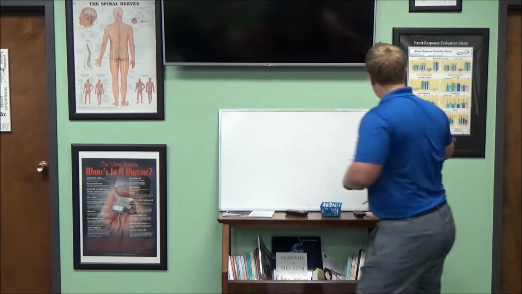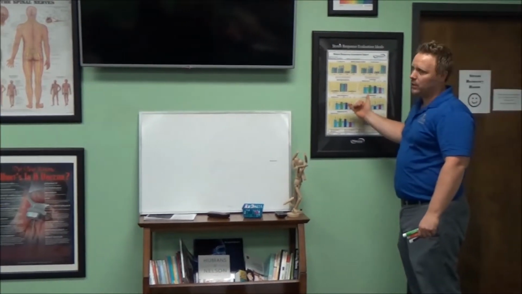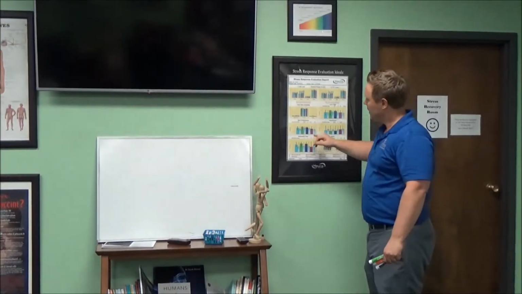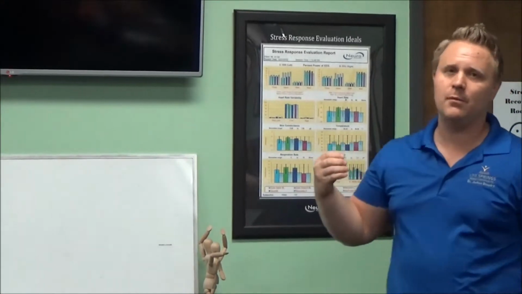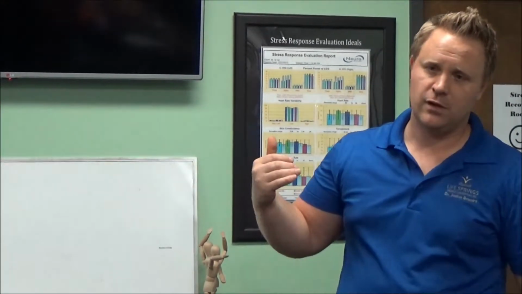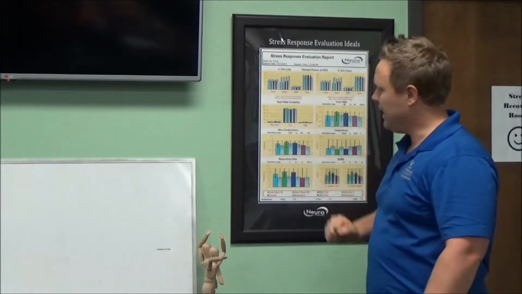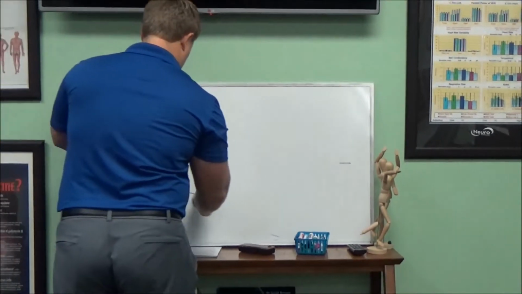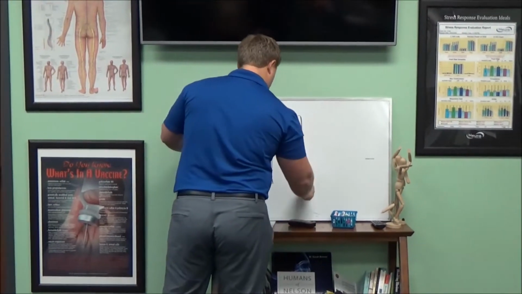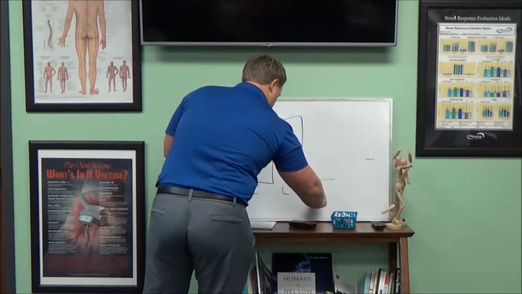So the key in heart rate variability is to have a graph that looks similar to this. There are three components to heart rate variability: very low, low, and high. This is talking about the actual heart rate itself. So there's a very low heart rate, a low heart rate, and a high heart rate. When we look at the graph, this is what we want to see.